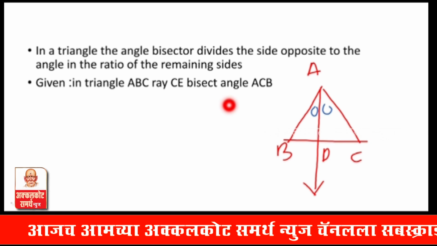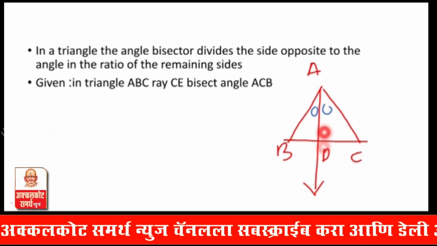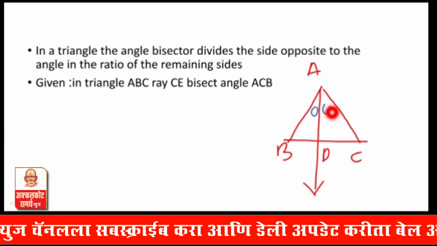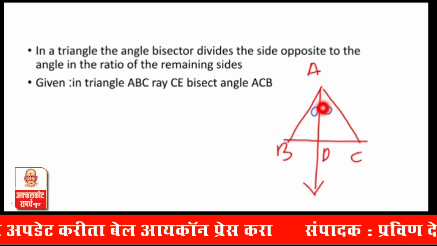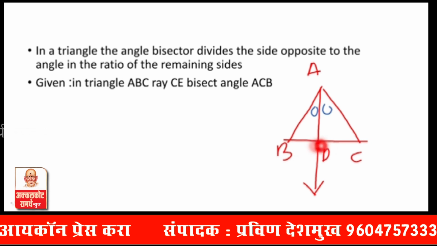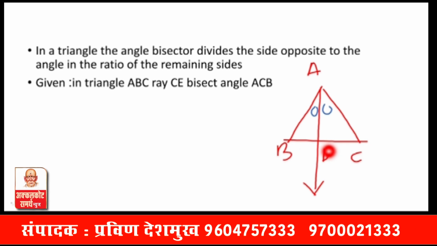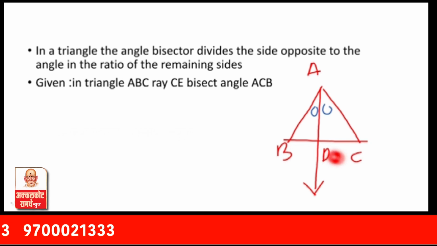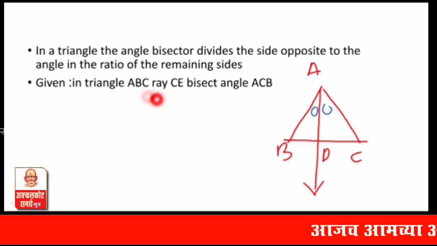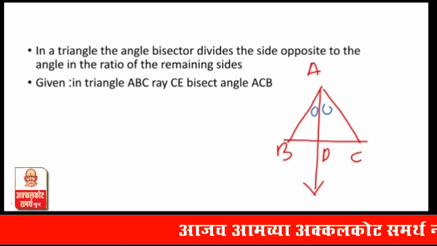So our theorem is telling us, in this triangle, if AD is the bisector of this angle, then this bisector divides the side which is opposite to this angle. For this angle, BC is the opposite side, so BC will get divided in the ratio BD over DC. This ratio will be equal to the ratio of the remaining sides, AB over AC. This we have to prove. Given is, in one triangle, one angle has a bisector. That much only is given.